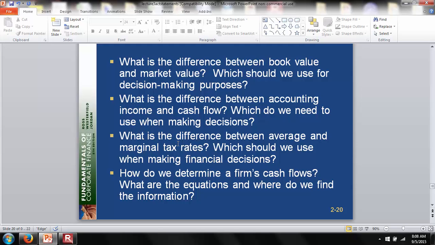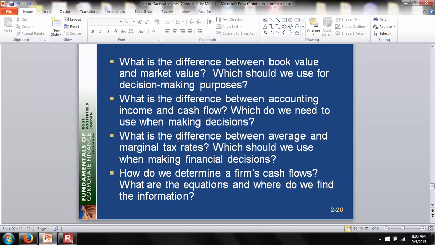Now, what is the difference between book value and market value, which should be used for decision-making purposes? So the right answer here is we want to focus on the market value. And book values are coming from past history. They are mainly for accounting purposes, while market values tell you what people are actually willing to pay.